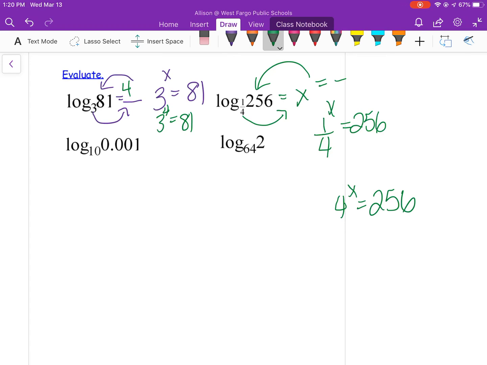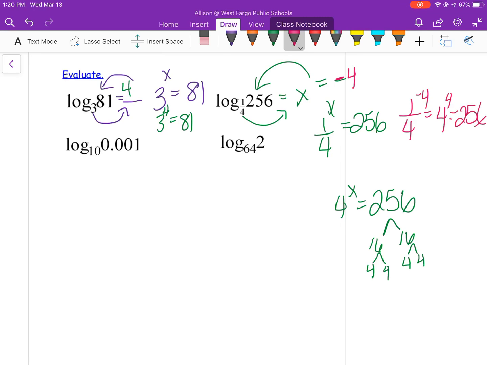So how many 4s? Well, I know that 256 is 16 times 16, and 16 is 4 times 4, so 4 times 4 times 4 times 4. So 4 to the 4th is 256. So 1/4 to the -4 will be 256. So 1/4 to the -4 is really 4 to the 4th, which is 256. Which means that the log base 1/4 of 256 equals -4.